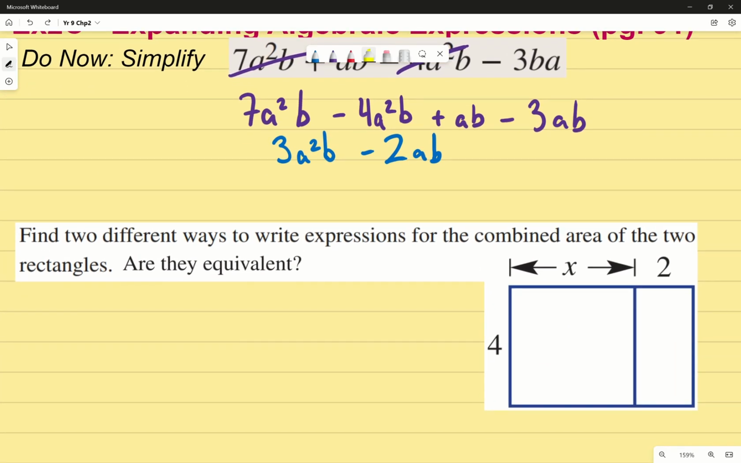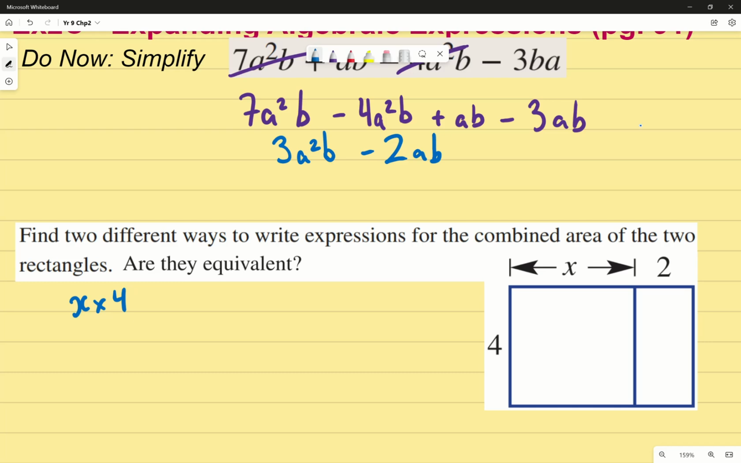So, find two different ways to write expressions for the combined area of two rectangles. So, how do I find the area of a rectangle? What's the formula? Come on, we know this. Area of a rectangle. What times what? Length times width. Thank you very much. It's length times width. So, in this case, let's focus on this rectangle here. Yeah, that length is going to be x times by 4. That's the area. Are we happy with that?